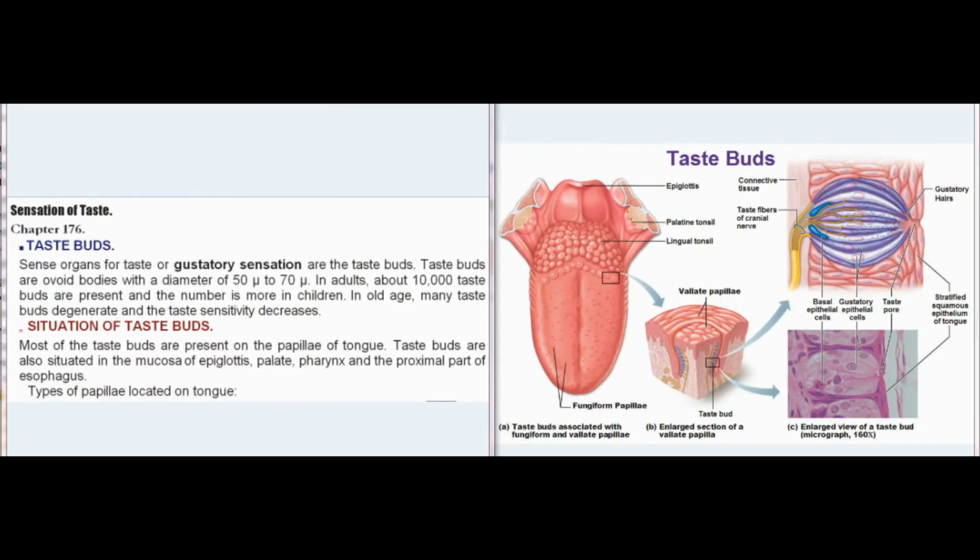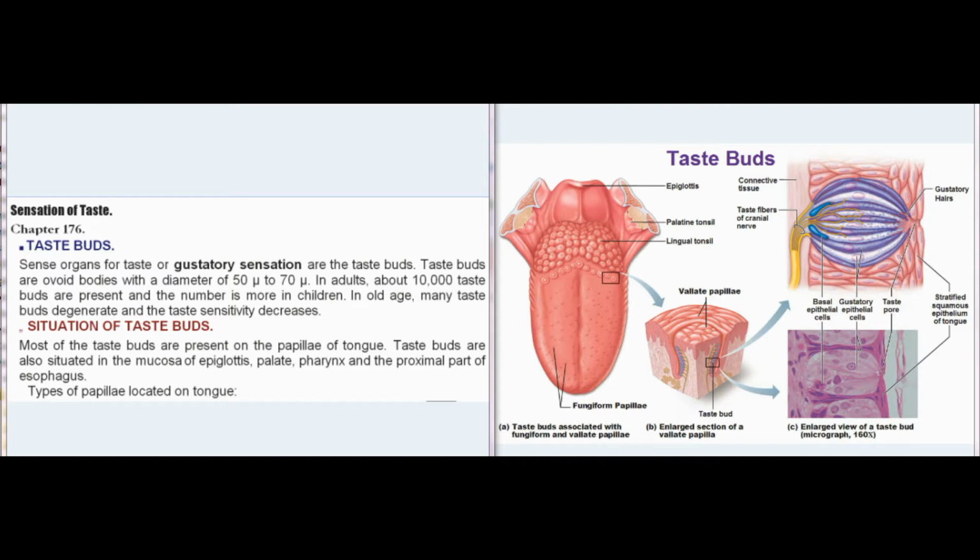Sensation of taste. Chapter 176. Taste buds. Sense organs for taste or gustatory sensation are the taste buds. Taste buds are ovoid bodies with a diameter of 50 to 70 micrometers. In adults, about 10,000 taste buds are present, and the number is more in children. In old age, many taste buds degenerate and the taste sensitivity decreases.